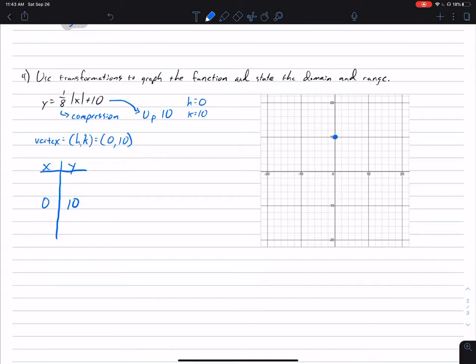I'm going to try and pick numbers that are going to work out well with that 1/8. If I use my standard, and this wouldn't be wrong, if you use your standard -1, -2, 1, 2, you're going to wind up with fractions. And if I can avoid fractions when graphing, I definitely want to do so. So there's nothing wrong with using those numbers. As long as you graph them, you'll get the right answer. You'll get the same graph that I'll wind up with.